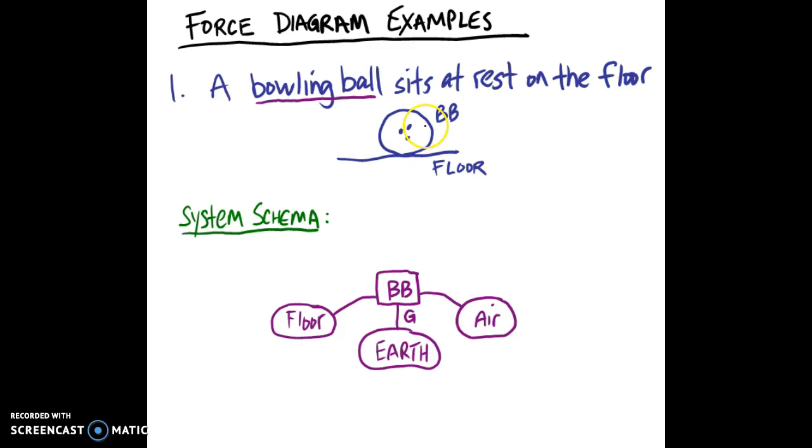If the floor weren't there, the ball would drop straight down, but the floor is there, so it exerts an upward force on the ball, and that would be the normal force we spoke about in class. The ball is not moving, so there will be no friction.